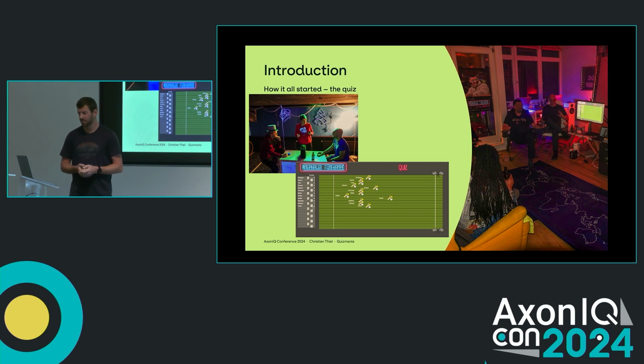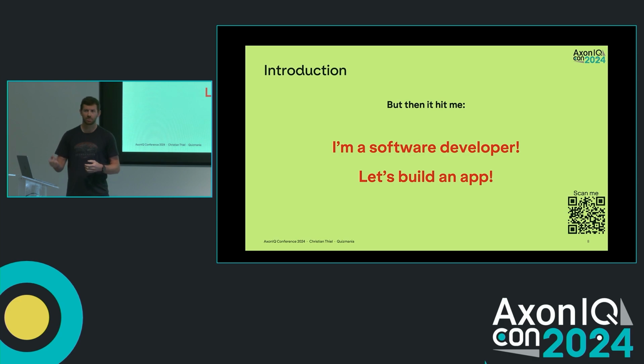But then I thought, okay, an Excel sheet. I'm a software developer. Usually, I'm there to replace Excel sheets. So it hit me: let's replace this very sophisticated Excel sheet with an even more complicated app. And because I'm a big fan of event-driven architectures, let's build it event-sourced. And, well, I'm here, so let's build it with the Axon Framework.